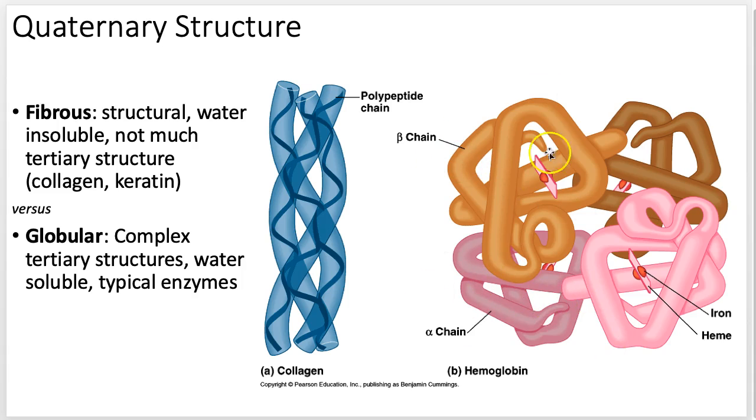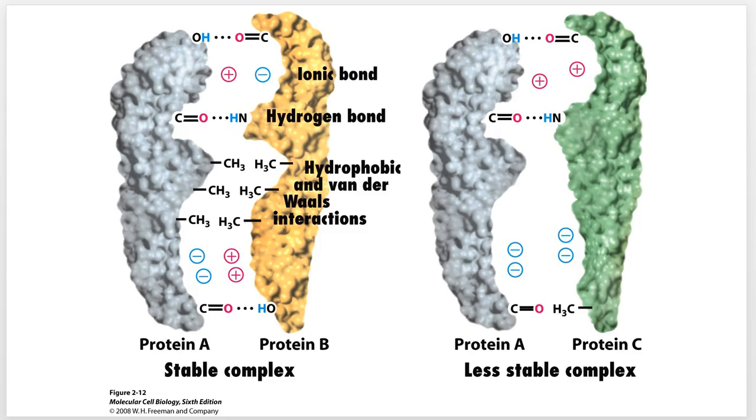And a lot of times what you'll see is they'll be depicted as different colors, especially if you have repeating subunits. That's what you'll have here. So these are like 4 repeating myoglobin subunits that come together to form hemoglobin. How do you actually get things to stick together? Well, there's lots of different ways.